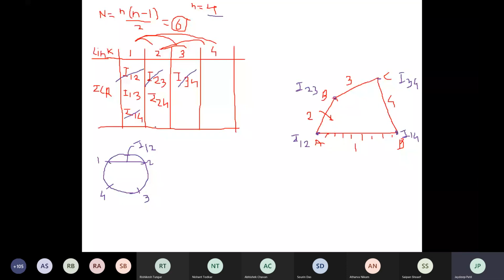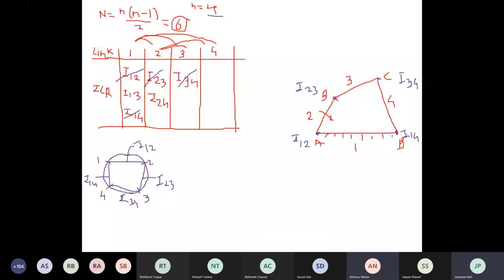Similarly, you have to join 2, 3. What does this line say? I23. Next, I34. Is it right? Yes. And I14. Got it? Did everyone understand up to here? How are the arcs made, by measurement or freehand? They are not arcs. Now it is a straight line. You have to join it freehand.